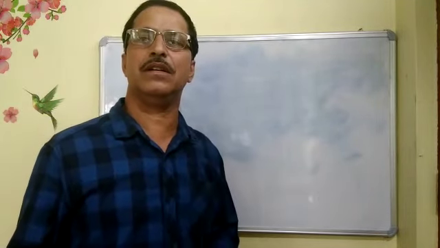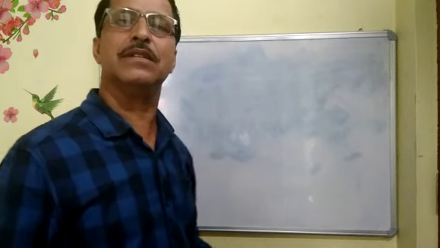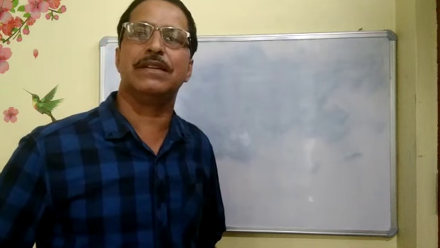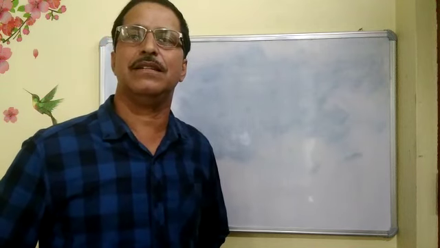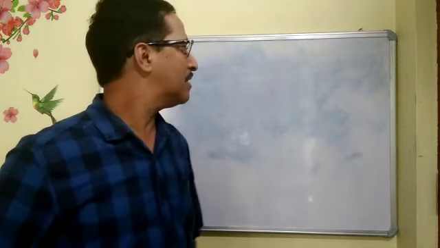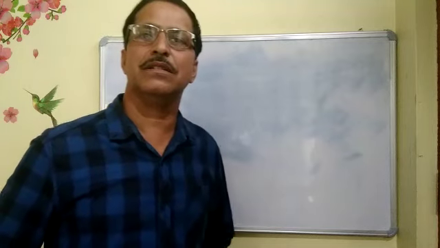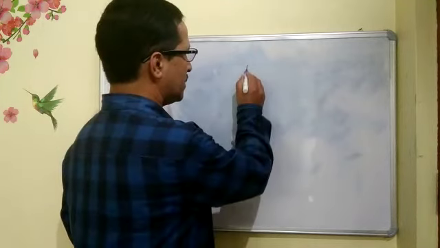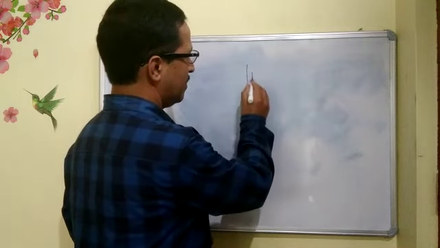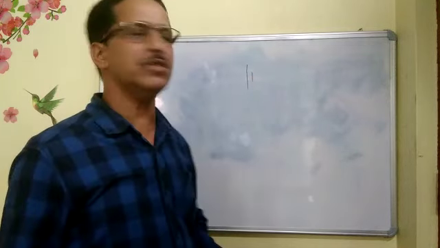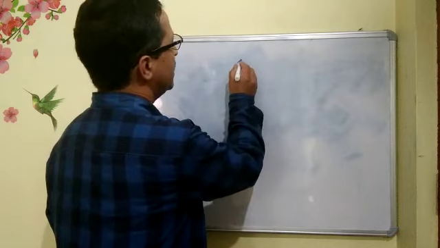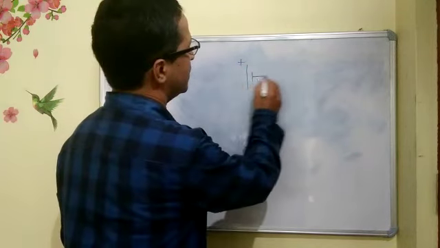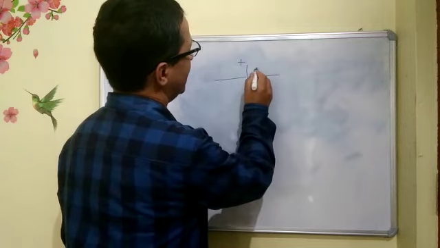Today, at the request of some of the students, I am taking the topic electric cell and its EMF. You know that an electric cell has two charged plates called its electrodes. The positive charged plate is called anode and the negatively charged plate is called the cathode.